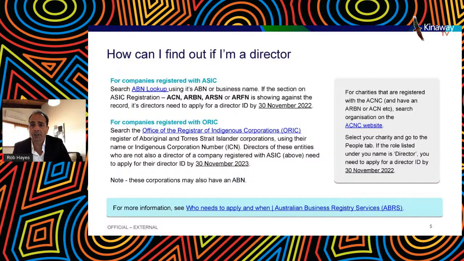For those who are directors of charities, the ACNC, acnc.gov.au, also provides a search service where you can identify who the directors of charities are. In most cases, where those charities have an Australian Company Number, an ACN, or an Australian Registered Body Number, ARBN, directors of those entities will be required to apply for their director ID. There's more information available on who needs to apply, and more importantly when, on the ABRS website, abrs.gov.au.